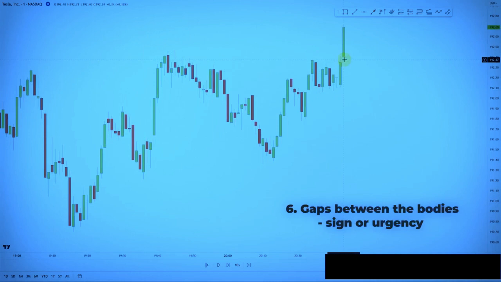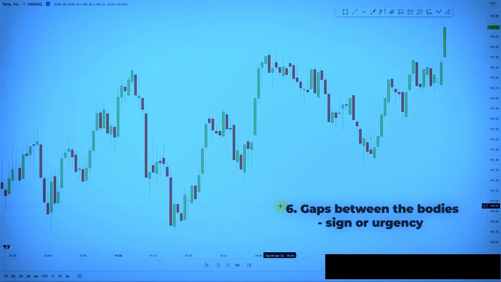6. Gaps between the bodies. Occasionally, you will find gaps between the bodies of the candles. For example, the open of a candle might be above the close of the prior candle in an uptrend, or below the close of the prior candle in a downtrend. Again, a gap is a sign of urgency and a sign of market strength.